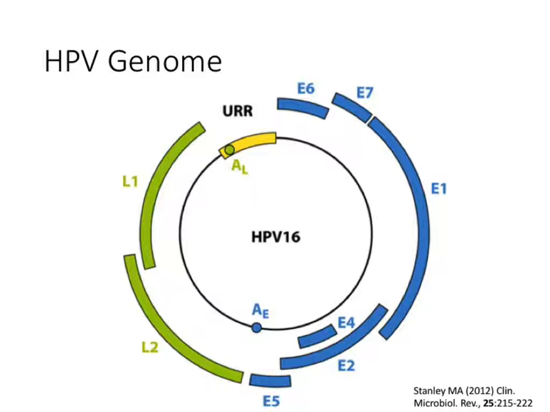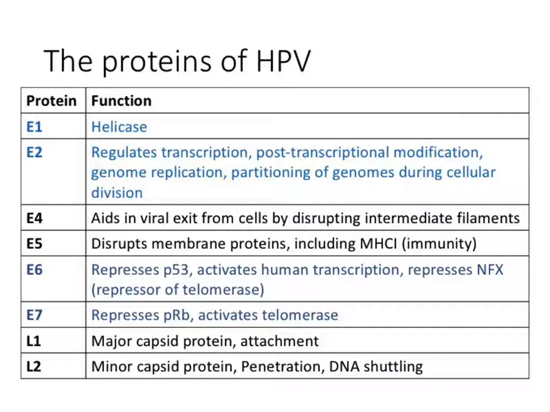Sabrina: What is A sub L and A sub E again? Those are the poly A signals for the early transcript and for the late transcript. So we'll come back to this, but I just wanted to point out that feature. Here are the 8 proteins.